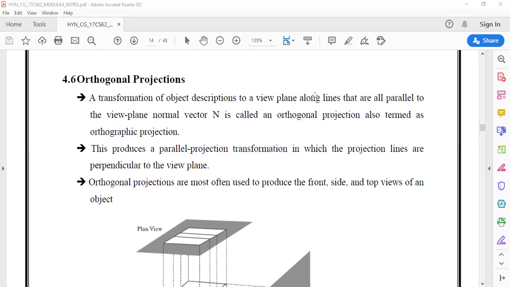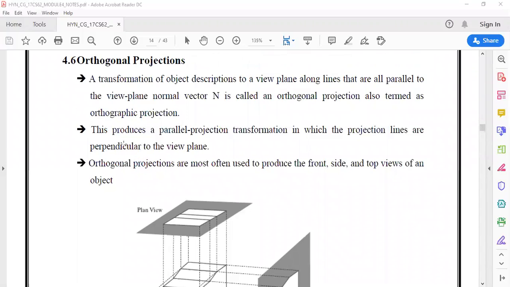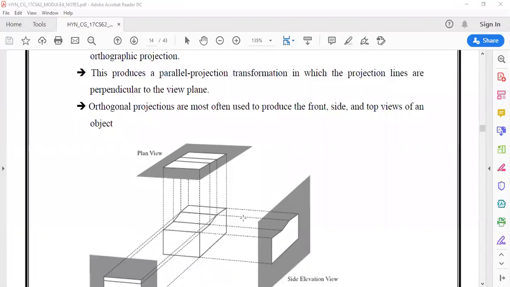Under parallel projection, we have orthogonal projection and oblique projection as the two types. Today we'll see in a little more detail about orthogonal projection. It is a transformation of the object description to a view plane along lines that are parallel to the view plane normal vector. That means the projection lines are parallel to one of the three normal vectors: the x-axis, y-axis and z-axis.